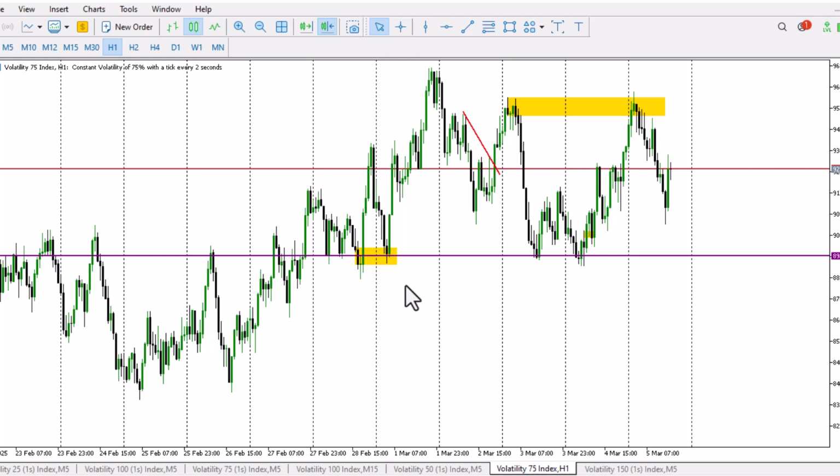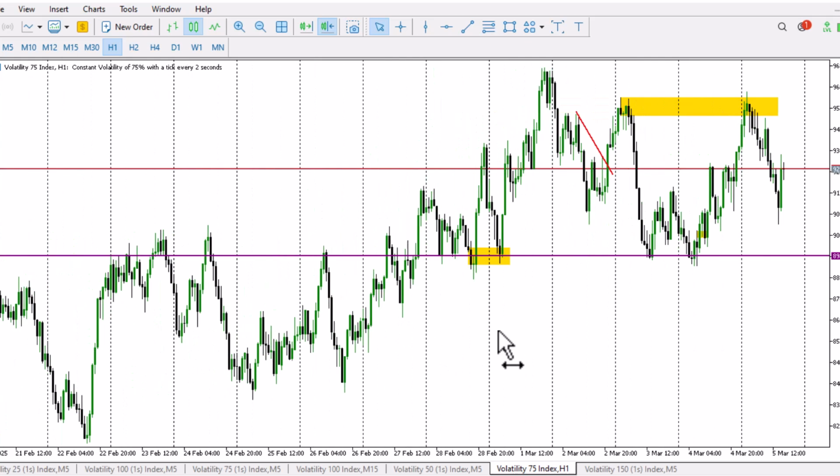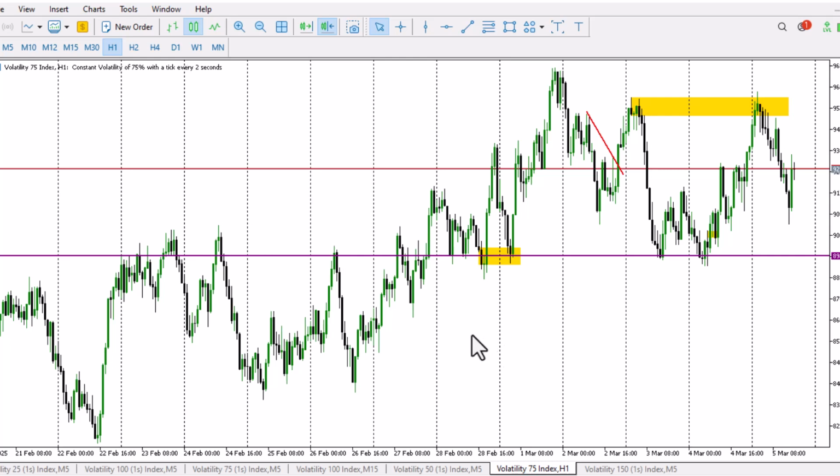So this strategy is simple. You have to wait for certain conditions on the H1, then you take with you those conditions and go and find an entry the way I will show you here on the M15. So this is all you need.